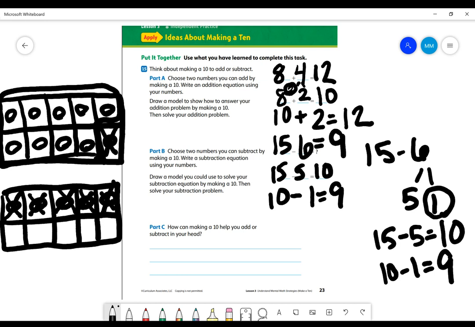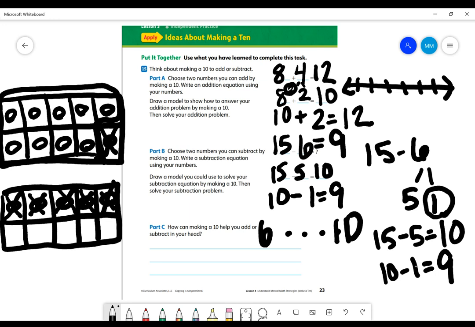And then part C, it wants to know, how can making a 10 help you add or subtract in your head? And yesterday we talked about this. For some friends, we can think of those 10 frames in our head. We can picture those 10 frames and move parts around to make that group of 10 and count on the extra ones. Sometimes that works best for friends. Other times it might work to draw a number line or counting on, or starting with a number and counting on till you get to the whole. So let's say we had 6, 7, 8, 9, 10. So sometimes there are strategies that are going to be really great.